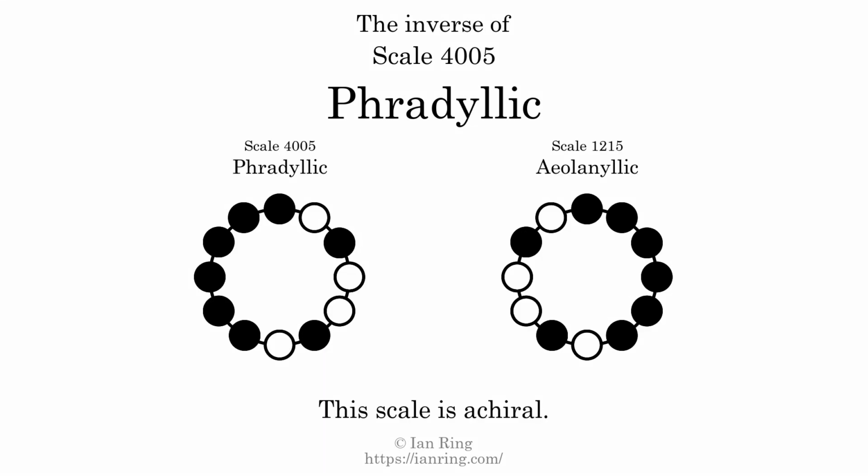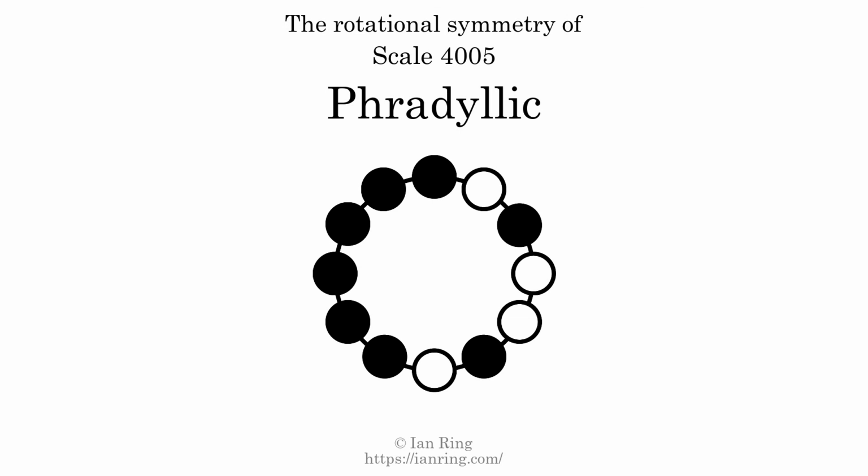The inverse of a scale is a mirror image. It is what you get when the sequence of intervals is reversed. The inverse of this scale is scale 1215, also known as Phradyllic. This scale is achiral, since it can transform into its own reflection by a rotational transformation. This scale has no rotational symmetry.